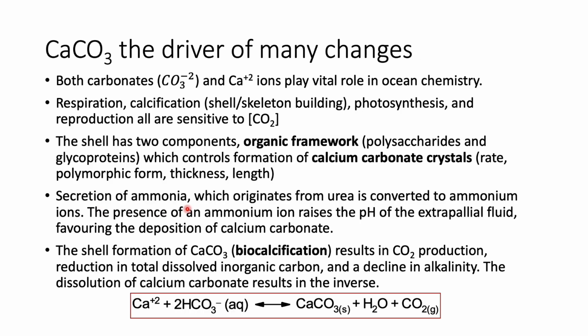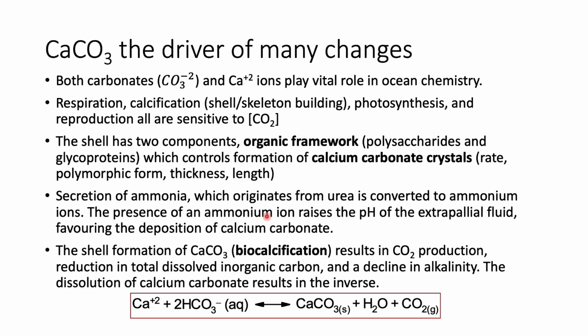Ammonia secreted, which originates from urea, is converted to ammonium ions, because we have seen earlier that under acidic conditions ammonia gets converted to ammonium ions. This is the only nitrogenous form which is affected because of the change in the seawater pH. The presence of an ammonium ion raises the pH of the extrapallial fluid, favoring the deposition of calcium carbonate. So this is the overall process that is happening.